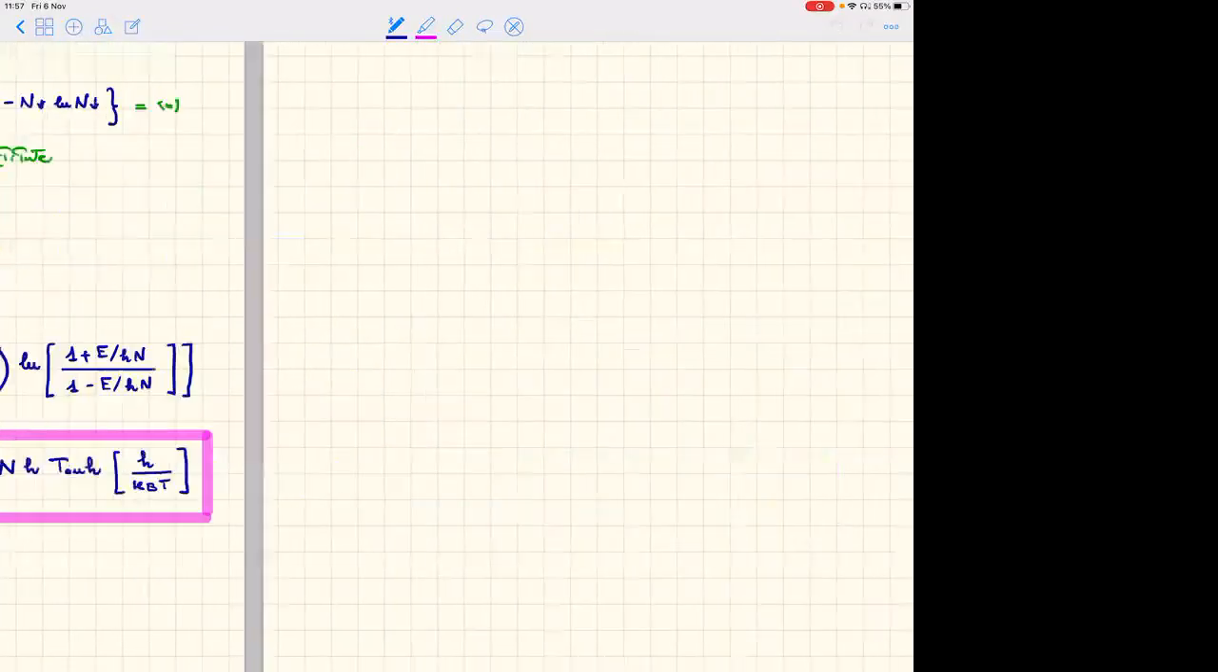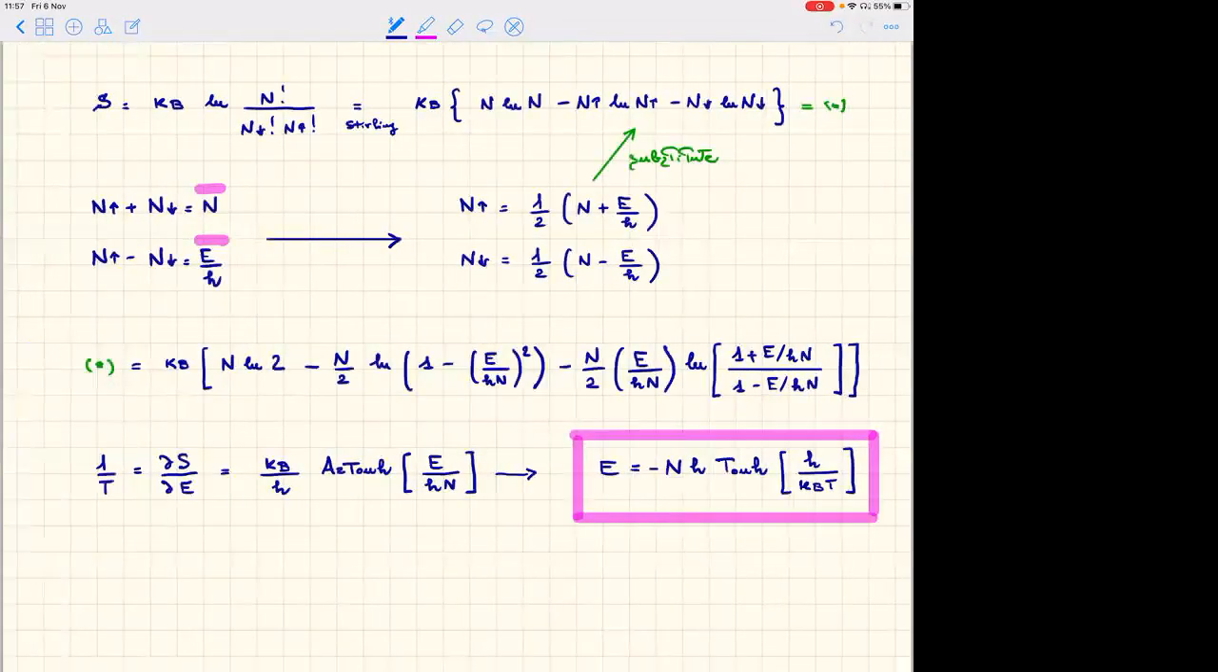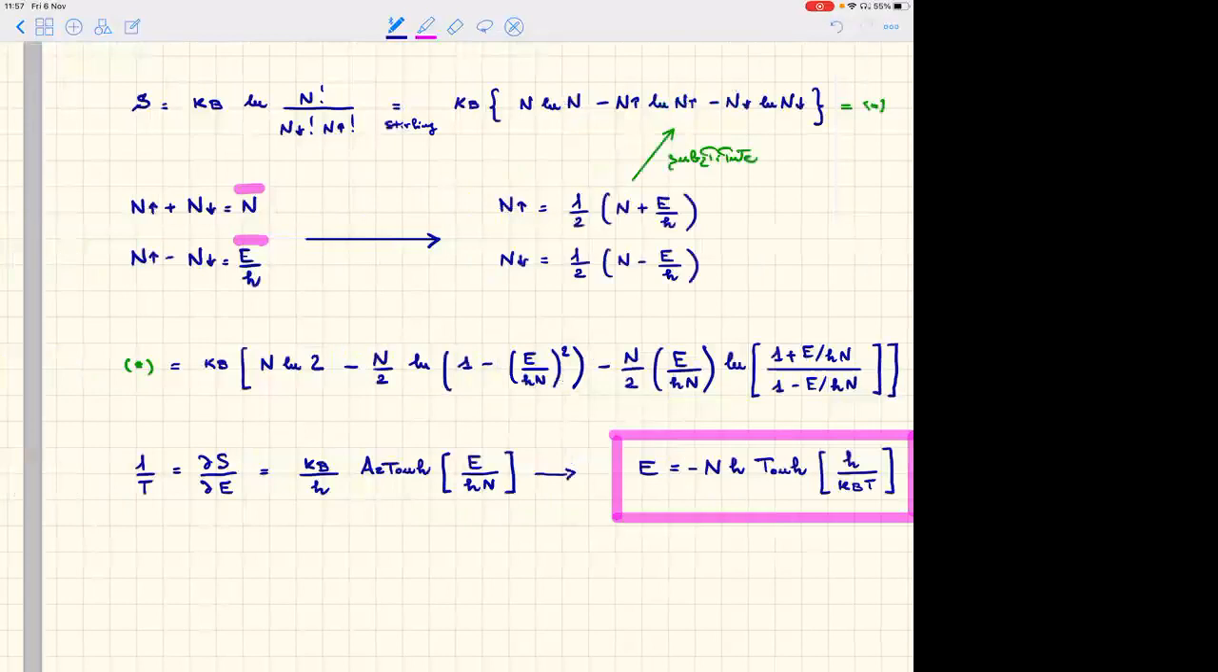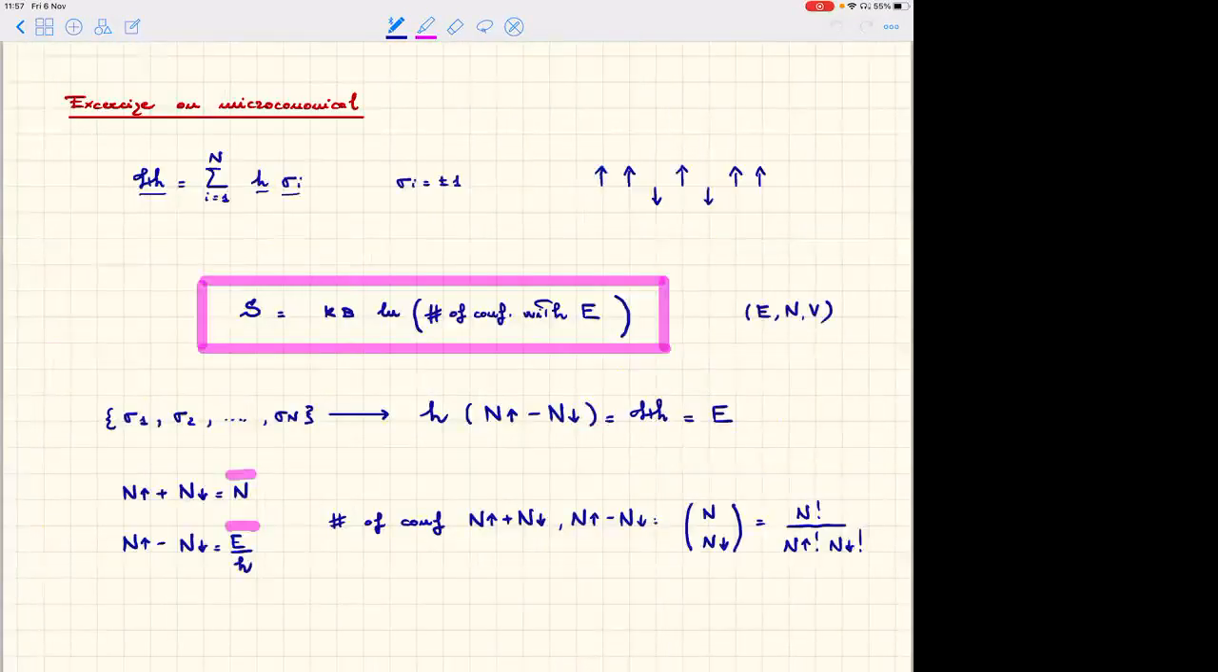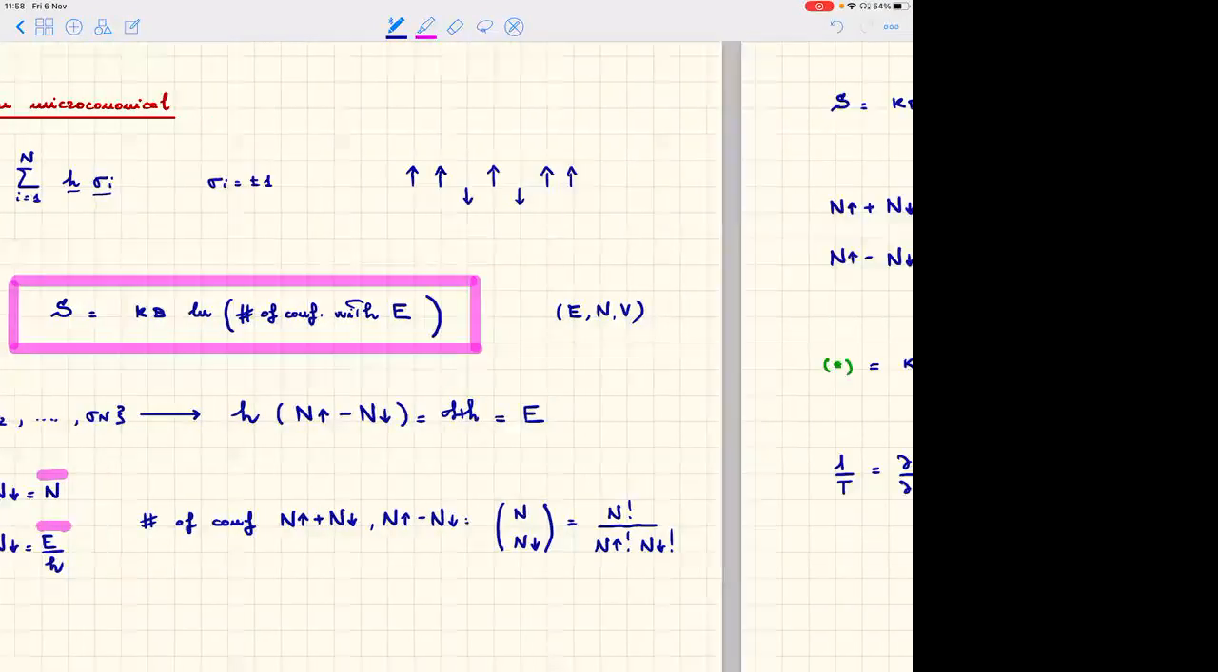Yes? Why did you say that when the temperature goes to zero, all the spins are down? Why are all the spins down for temperature zero? Because you should go to the state of minimum energy. Okay, the temperature goes to zero. And I think the state of minimum energy is the one in which all spins are pointing down. Yes, sure, because it's minus n times h. Thank you. All right.